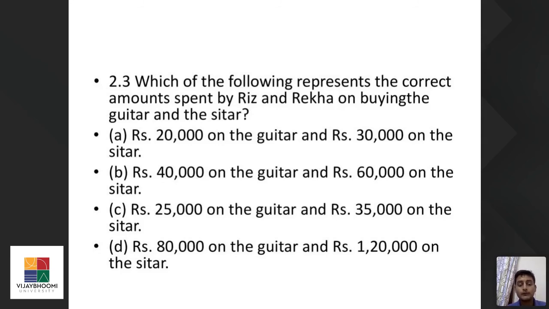Which of the following represents the correct amount spent by Riz and Rekha on buying the guitar and sitar? So, they got 1 lakh rupees in total from the money that they got on their marriage. Out of the options, there's only one option that makes a total of 1 lakh. So there's no way that any other option can be there.